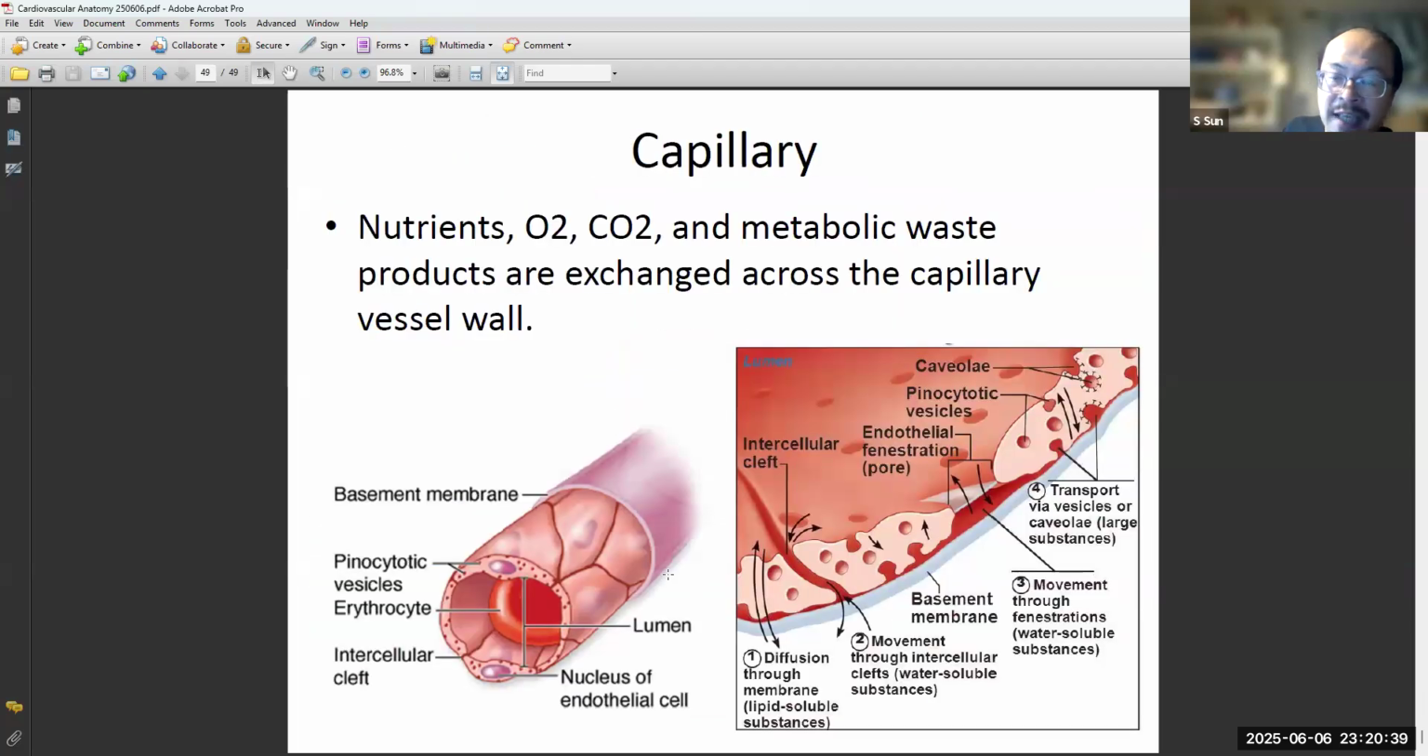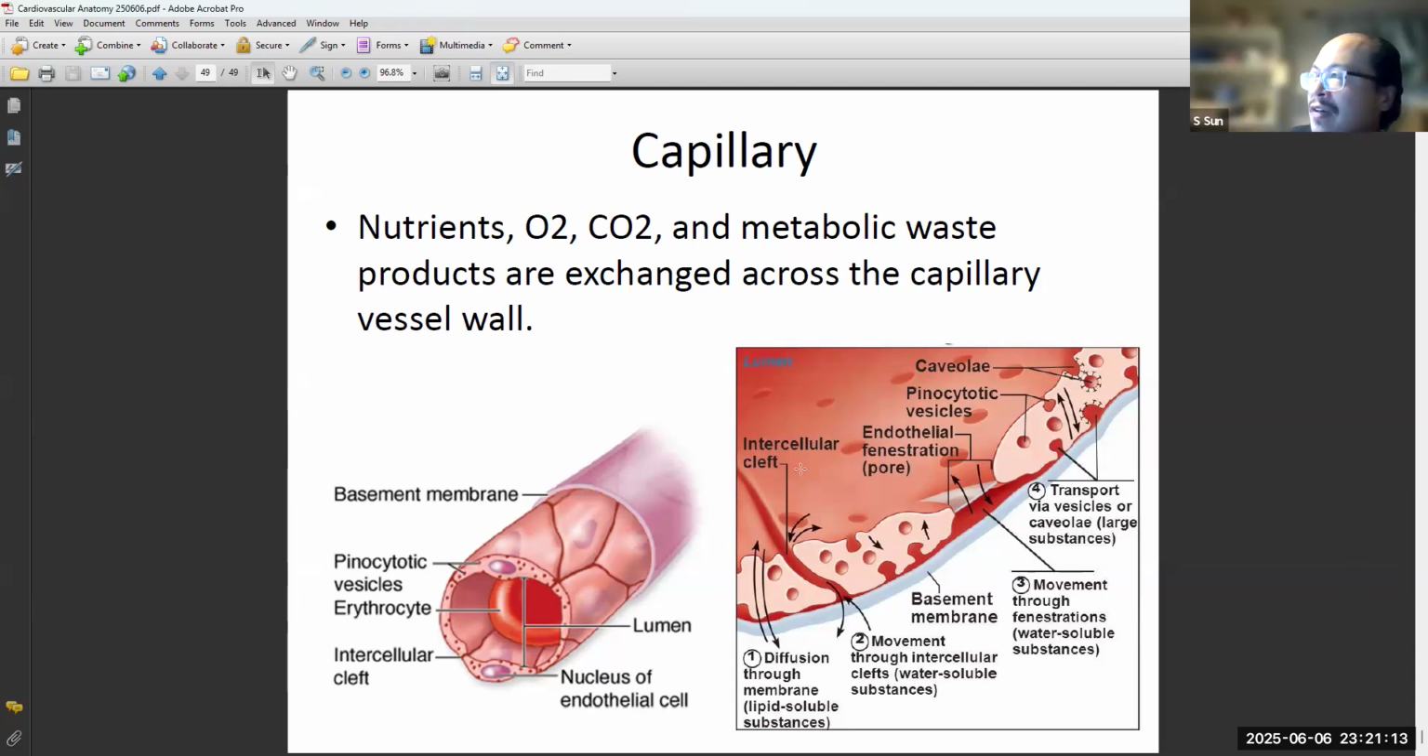And then here is the capillary. With the capillary, you can see that it only has a single layer. What's missing here is smooth muscle. We don't have the tunica media. We do have a little bit of membrane, we call it basement membrane, to wrap it and keep them all together. But we don't consider that a layer. So it's a single layer, and that single layer basically is tunica intima because it only has endothelial cells right here.